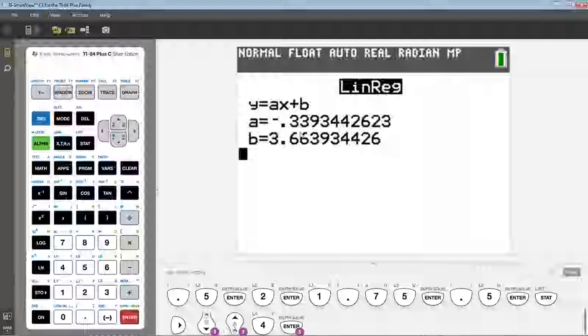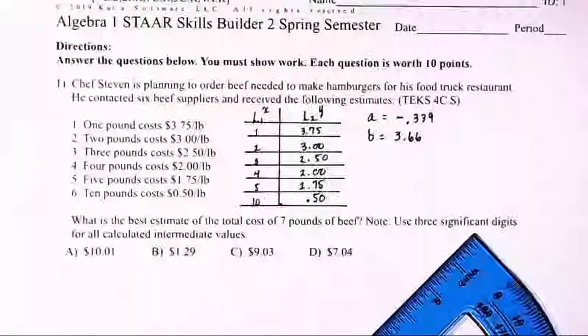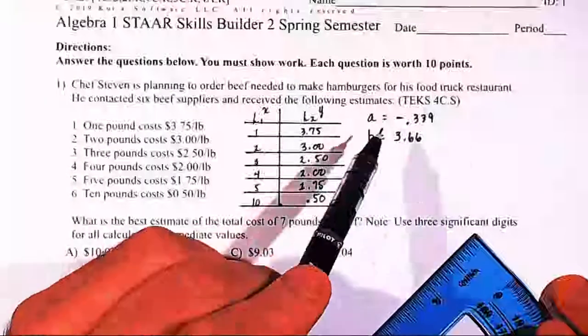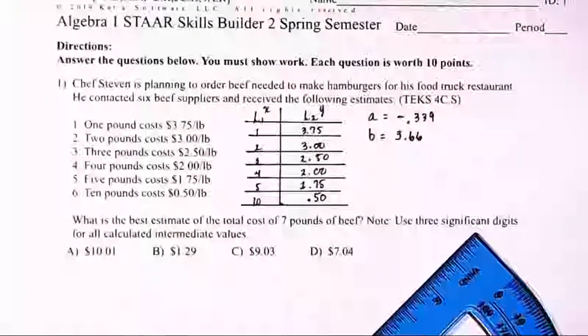I'm about to show you my paper. You need to have written this down on your paper as part of showing your work. Okay, so here's my paper, and like I said, I've just copied down that information.